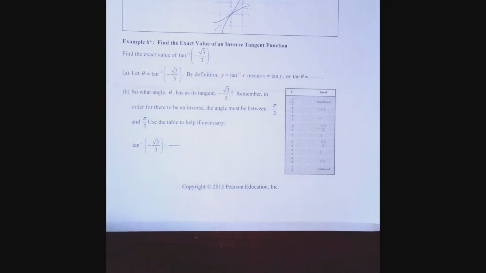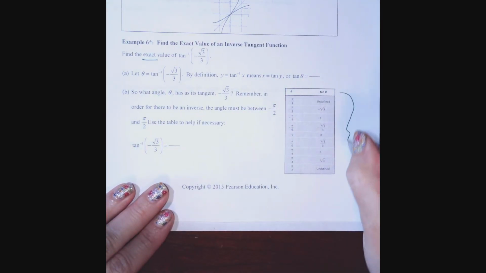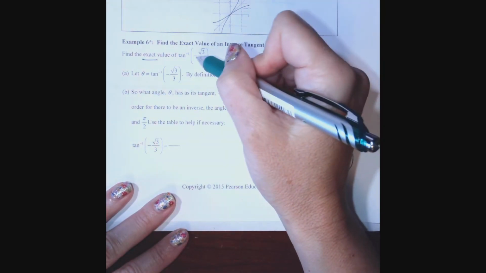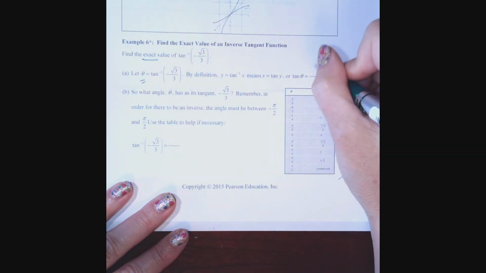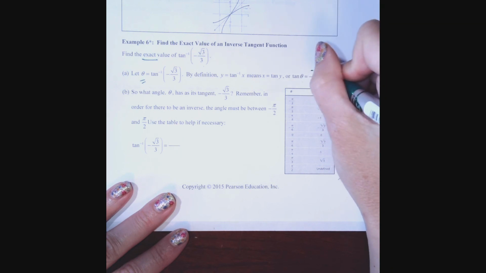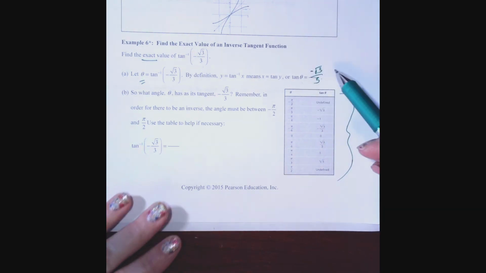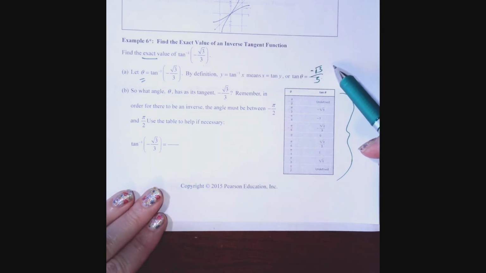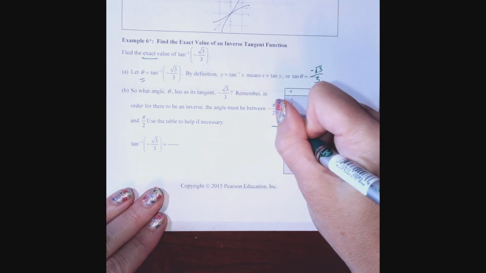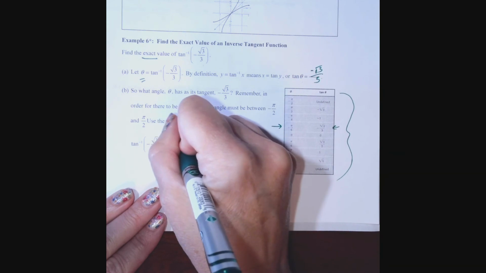Okay, working down through our examples. Anytime I'm asked for an exact value, the implication is that I have a special angle that shows up on our table, on our unit circle. If I'm inputting negative square root 3 over 3, that's my tangent function value. I'm looking for the angle theta. So what angle has a tangent function value negative square root 3 over 3? Well, it's negative, so we know because of our restrictions that it's going to be in quadrant 4. Which of our angles in quadrant 4 has that tangent function value? Well, it is negative pi 6.